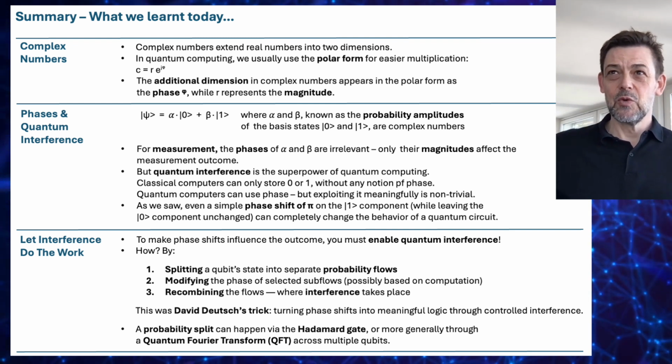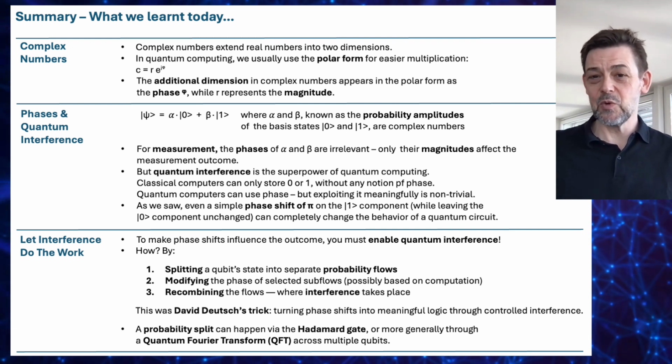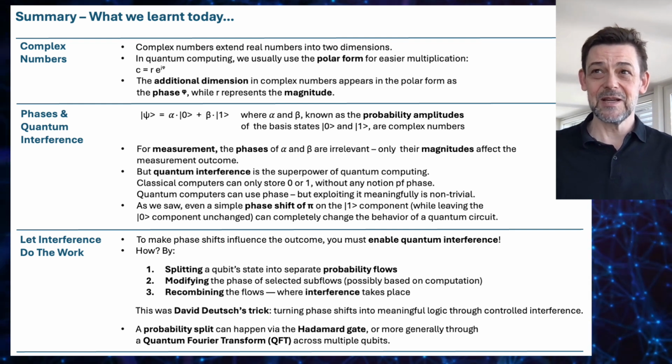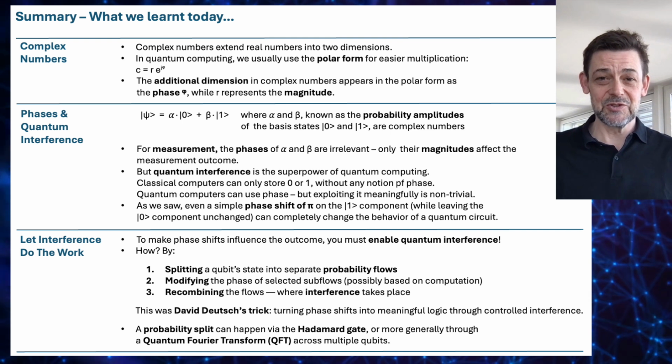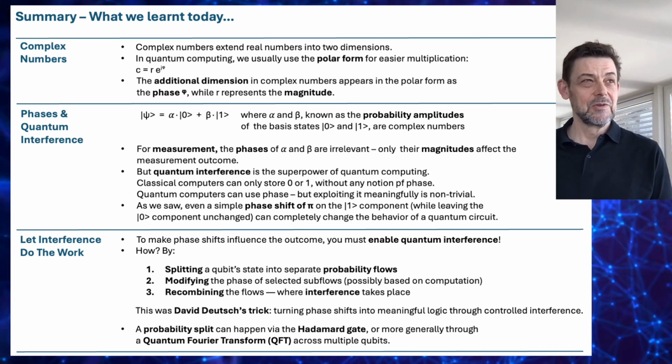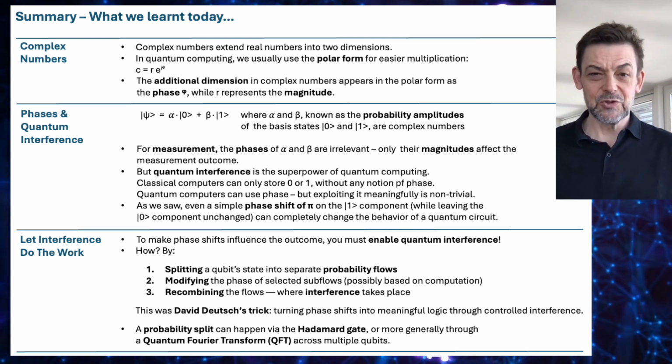To build efficient quantum algorithms, enable quantum interference by splitting probability flows, modifying phases, and recombining them for constructive and destructive interference. Use Hadamard gates or quantum Fourier transform for splitting probability flows, as demonstrated by David Deutsch in his algorithm.